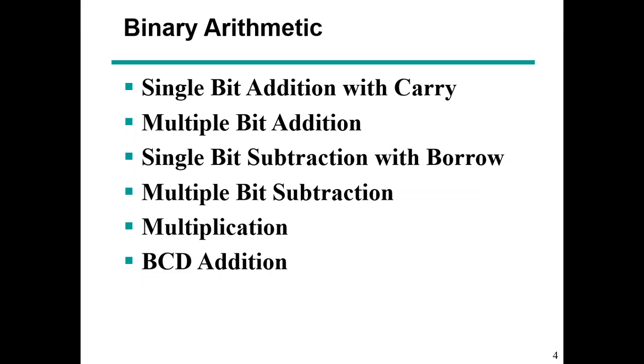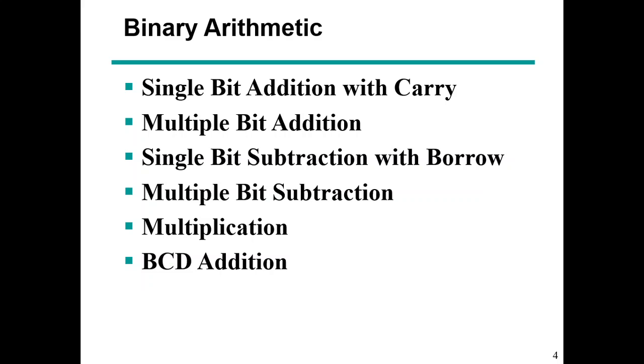We'll also look at multiplication, again single bit and multi-bit, and then we will look at BCD addition, binary coded decimal addition. So if we want to add binary coded decimals directly. Now BCD addition is different, okay? So it is just like decimal addition, but we are doing it in binary.